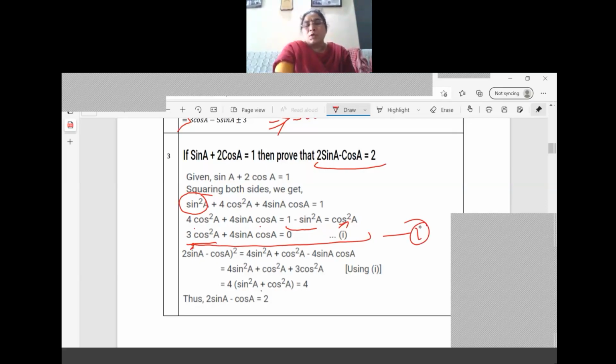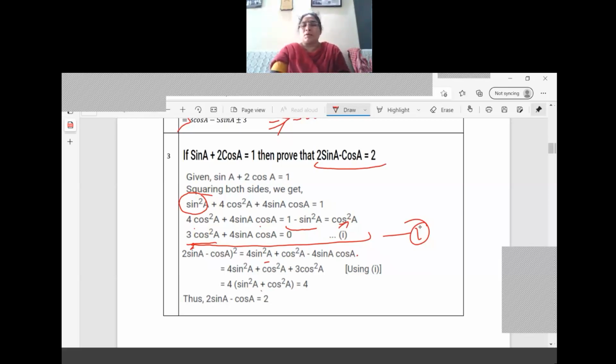We take 2 sin A minus cos A whole square and expand the bracket. So what terms are we getting? 4 sin square A plus cos square A minus 4 sin A cos A. Now, 4 sin square A plus cos square A plus 3 cos square A we are getting. How are we getting that 3 cos square A?